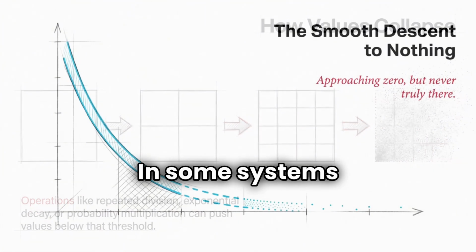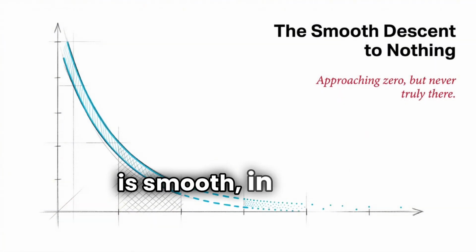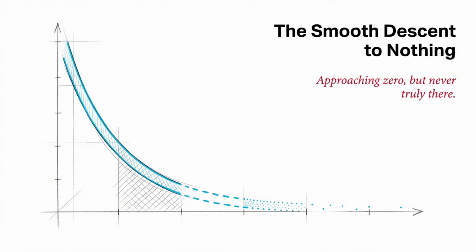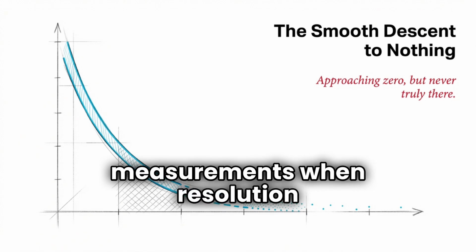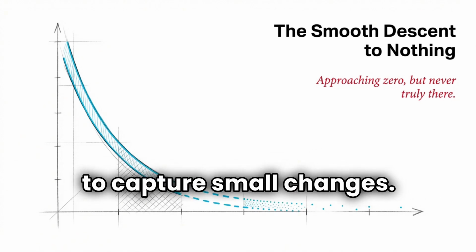In some systems, this transition is smooth. In others, it is sudden and silent. Underflow can also occur in fixed-point systems, counters, and time-based measurements when resolution is insufficient to capture small changes.